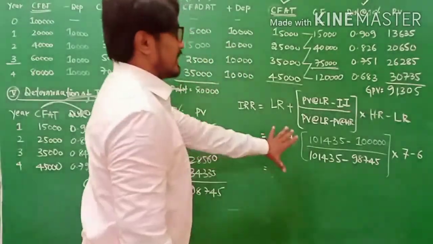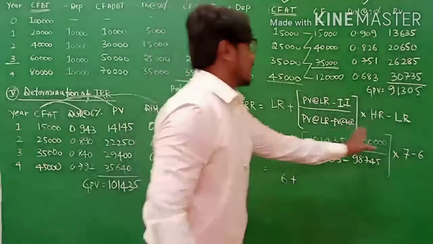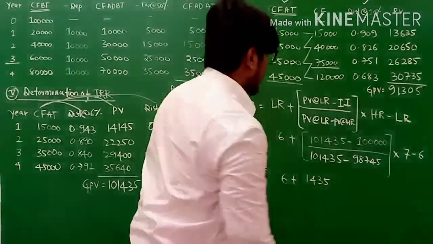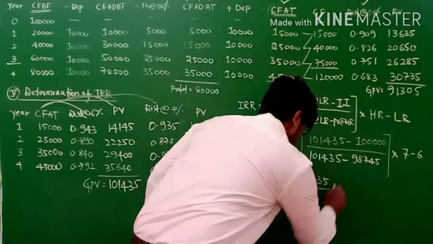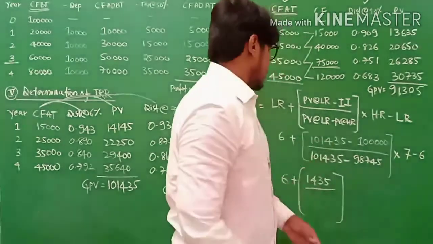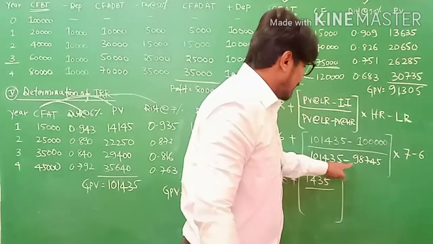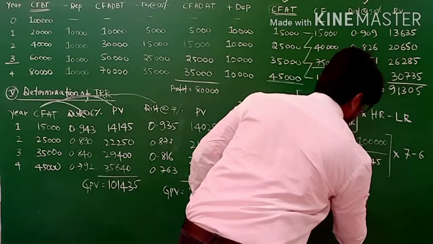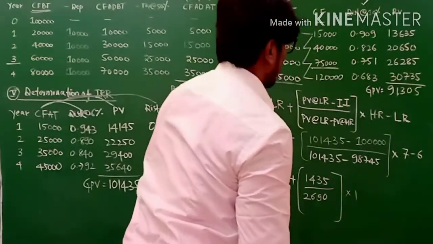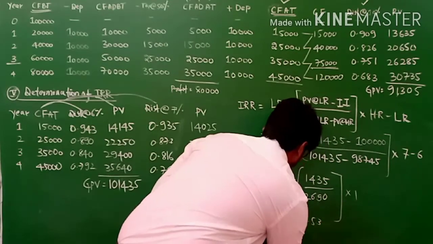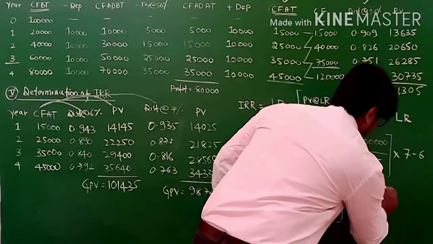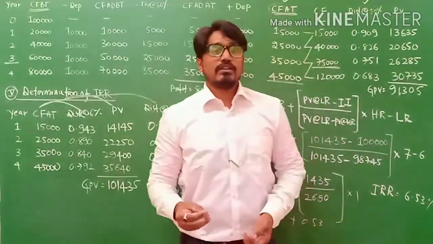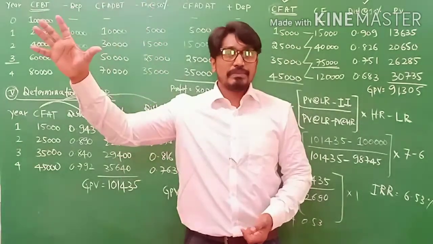So likewise you simplify this. Okay, again 6 plus, and if you do the minus, it is nothing but 1,435. Divided by 1,01,435 minus 98,745, if you minus this you will get 2,690, and 7 minus 6 is nothing but 1. If you divide and multiply by 1 you will get 0.53. Okay, 6 plus 0.53, your IRR equals 6.53%, my friends.